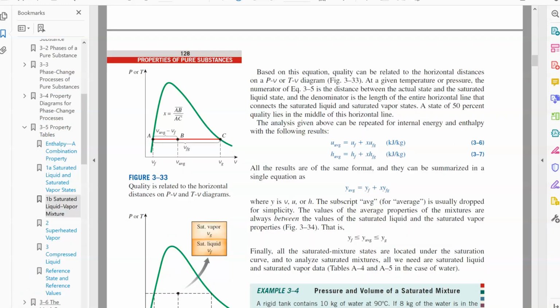So now I'm going to show you how these general equations can be used to find the value of specific volume, enthalpy, and also internal energy. U is regarded as internal energy.